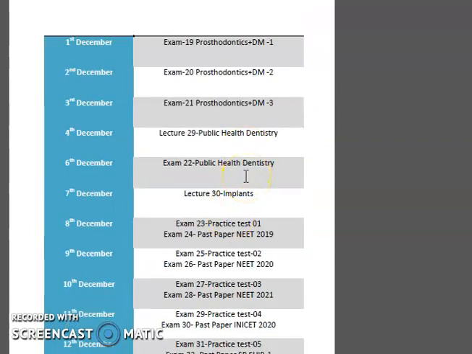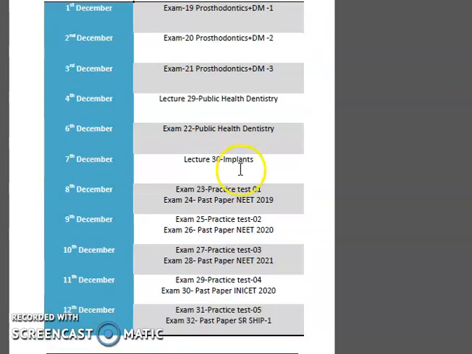All the important MCQs are provided in the examination. Then we have the lectures on the implant. So 7 December I'm going to complete everything for you. So your one revision you can complete. So this timetable you can follow for your revision pattern.